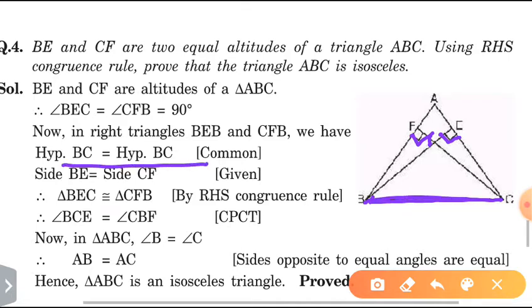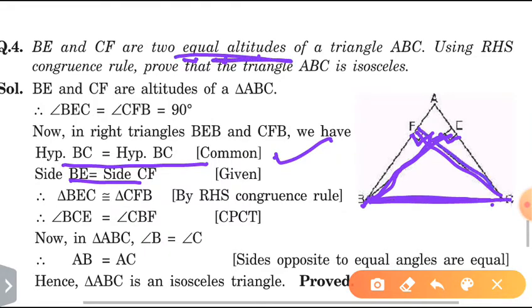So BC equal to BC, the hypotenuses are common and equal also, and side BE is equal to side CF. It is also given in the question that the altitudes are equal, so one side is equal when altitudes are equal, and one angle, these two angles are 90-degree. You can see that these are angle BEC and CFB. These two triangles' angles are 90-degree.